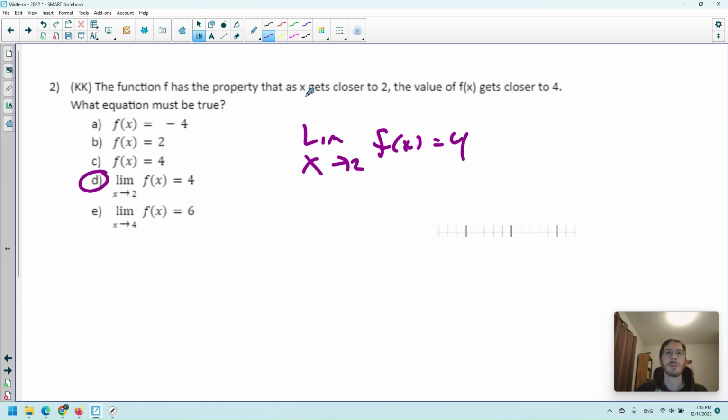Since we're getting closer, we're not finding out exactly what we are. We can get rid of all of these f of x's, and that just leaves these two options, which, when we want to get closer to 2, we don't want to get closer to 4.